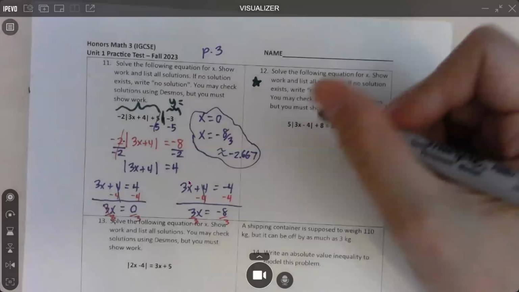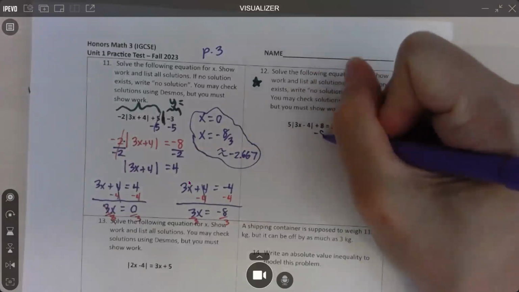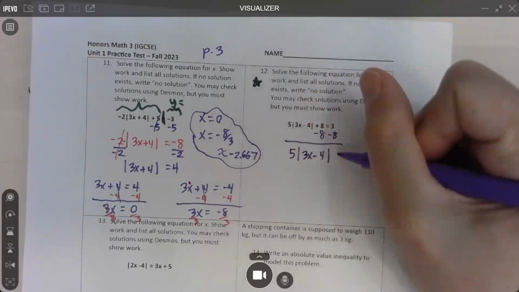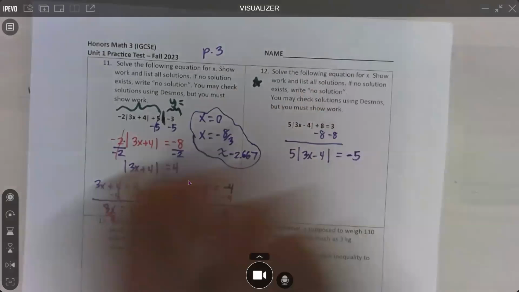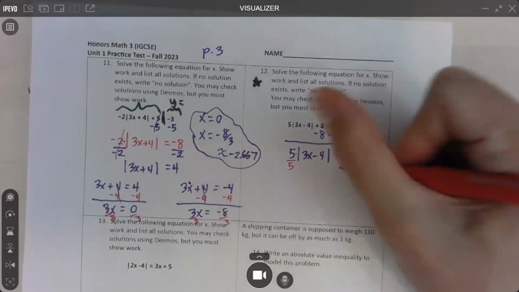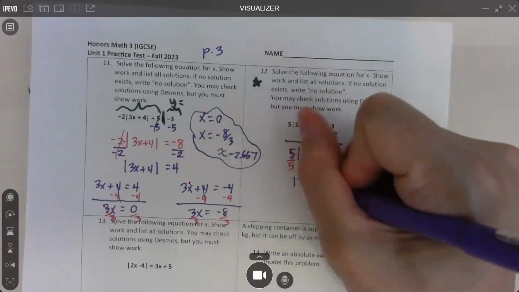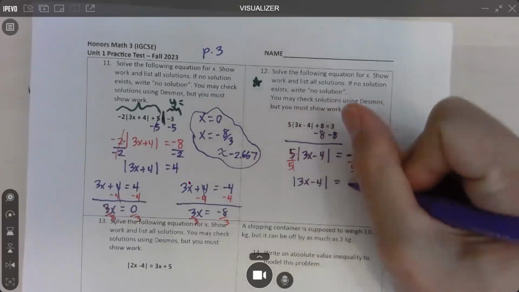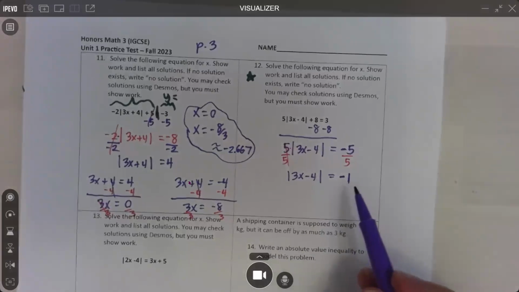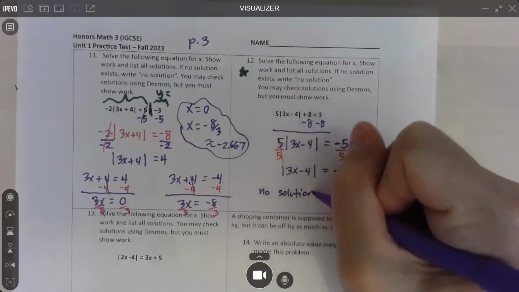Same deal as before. I'm going to subtract the number here. And that's going to give me 5 absolute value 3x minus 4 is equal to -5. Next thing I want to do is I want to divide that number out on the left side. So -5 divided by 5 is going to give me -1. And absolute values are not going to produce negative numbers. So this is going to be a no solution. So your answer should say no solution.